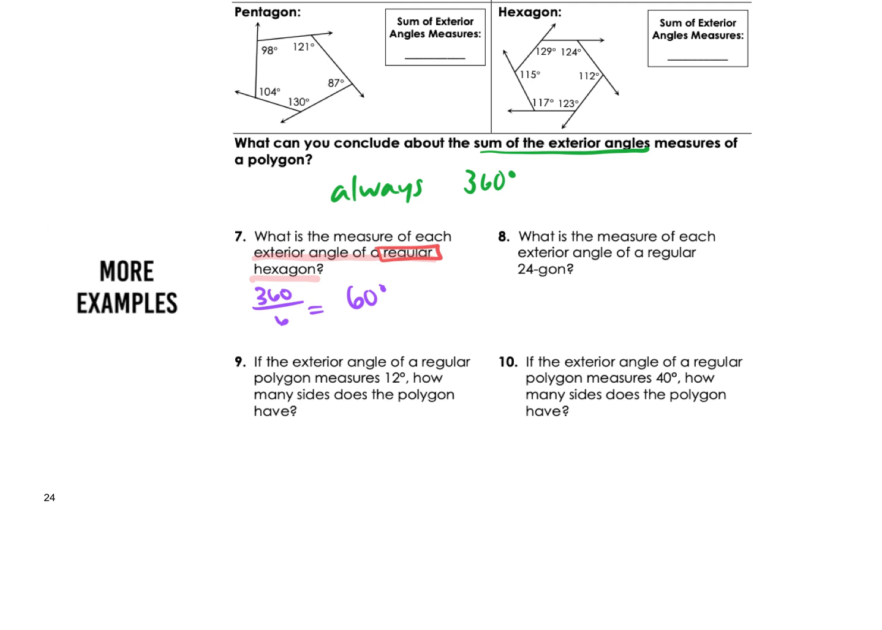All right, what is the measure of the exterior angles of a regular 24-gon? So what do you think I need to do? 360 divided by 24, and each angle is 15 degrees. Good.